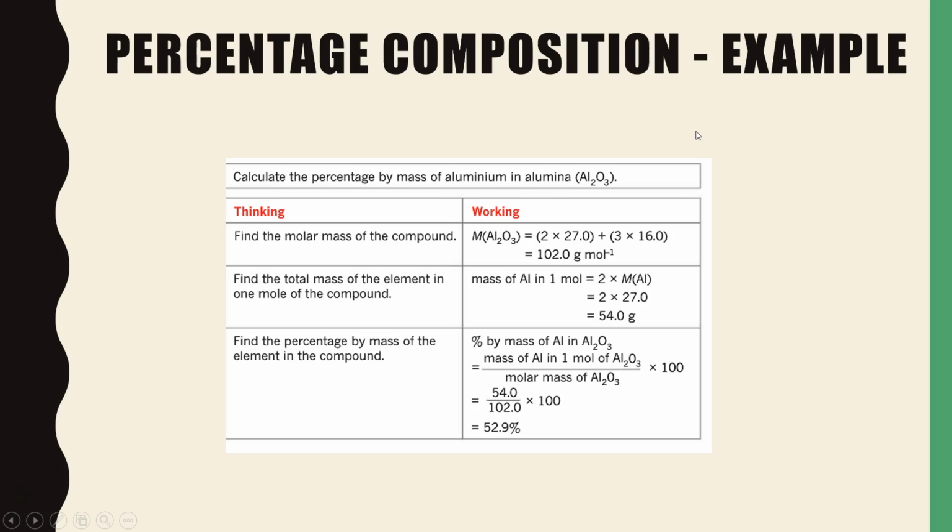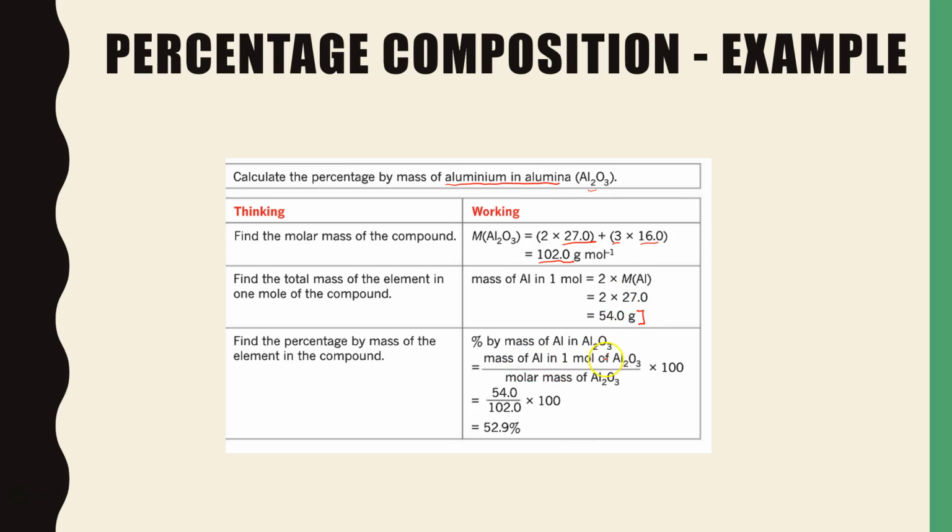Let's do an example. So calculate the percentage mass of aluminium in alumina. So first of all, what we need to do is find the relative molecular mass or the molar mass of that particular compound. So we know that aluminium has a mass of 27 and there's 2 of them, and we know that oxygen has a mass of 16 and there's 3 of them, which gives us the molar mass, 102 grams per mole. We know that the aluminium mass is 27. Again, there's 2 of them, so it's 54 grams of aluminium in that compound.